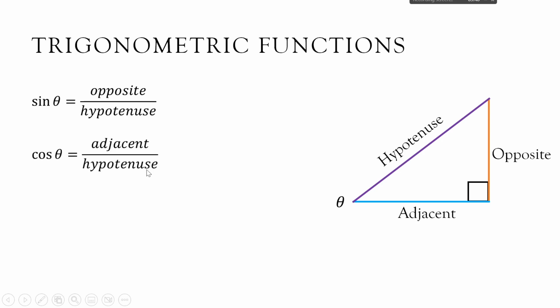Next, I have cosine of theta. This is the length of the adjacent side divided by the length of the hypotenuse. And then I have tangent. Tangent is the opposite length divided by the adjacent length. So these are the first three trig functions I wanted to introduce, and these are the more common ones that you've probably seen before.